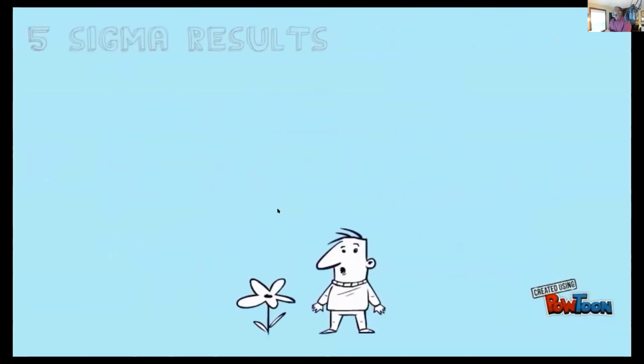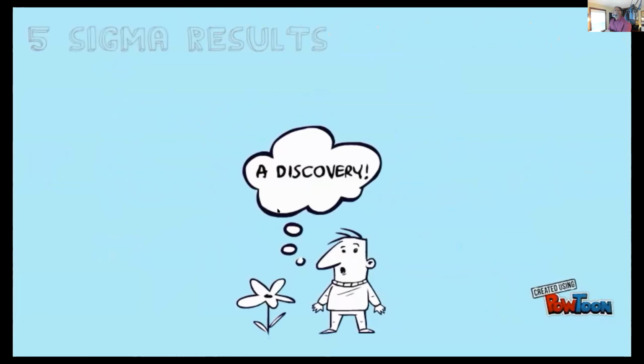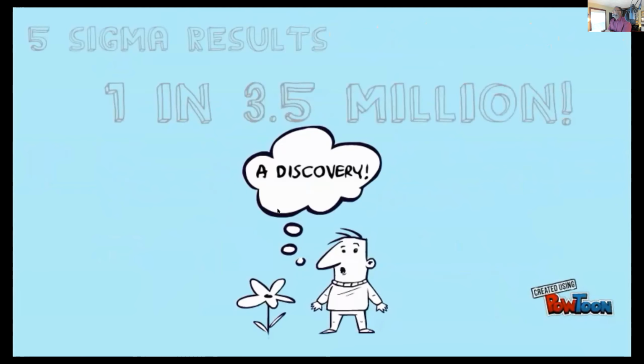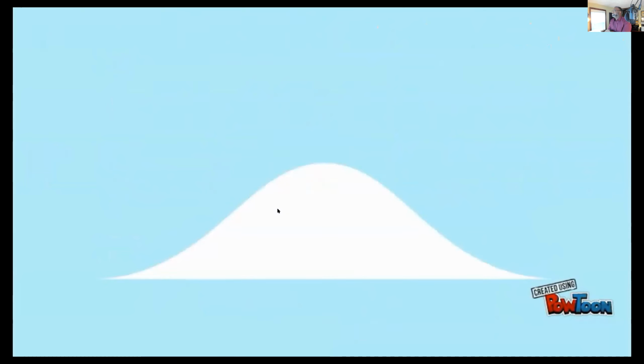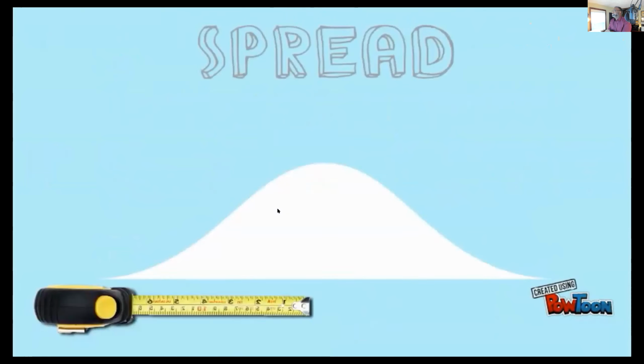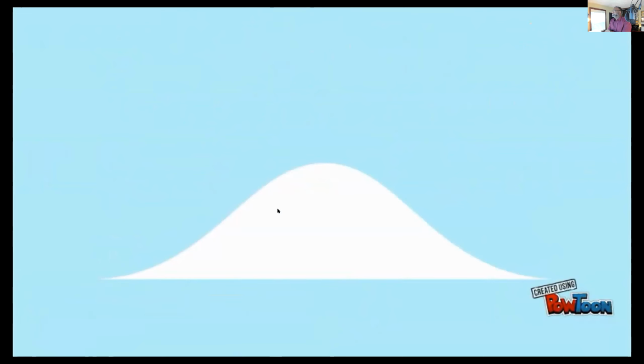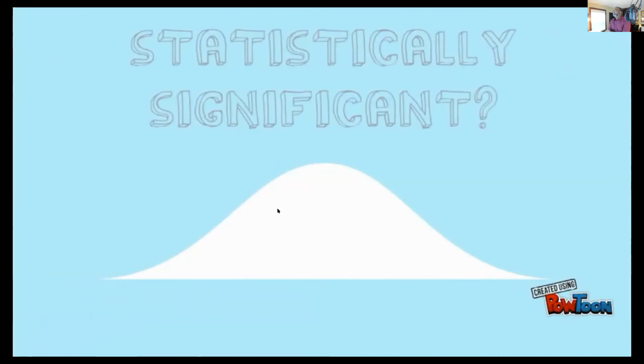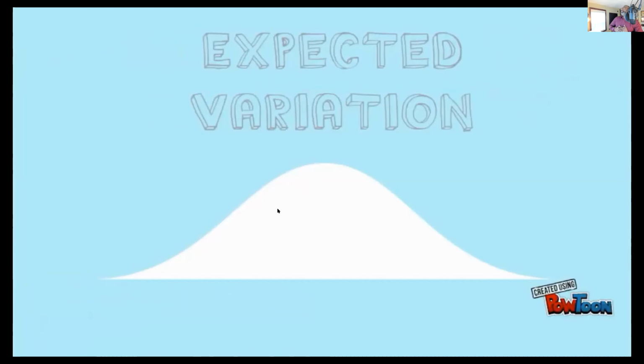In particle physics, scientists have what are called 5 sigma results, results that are 5 standard deviations above or below the mean. A result that varies this much can signify a discovery, as it has only a 1 in 3.5 million chance that it is due to random fluctuation. In summary, standard deviation is a measure of spread. Along with the mean, the standard deviation allows us to determine whether a value is statistically significant or part of expected variation.